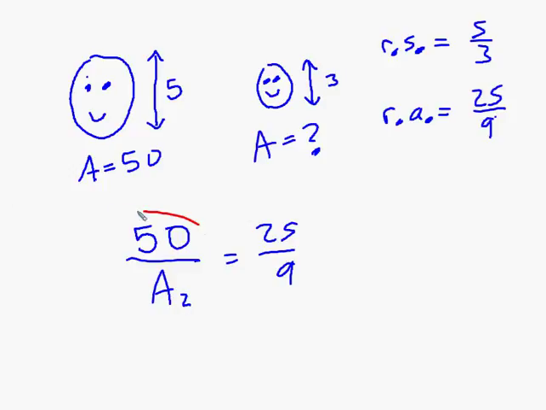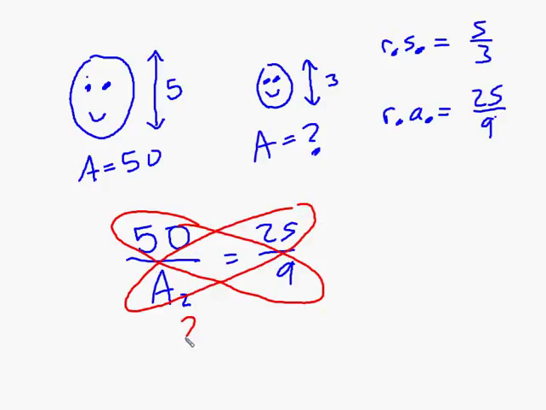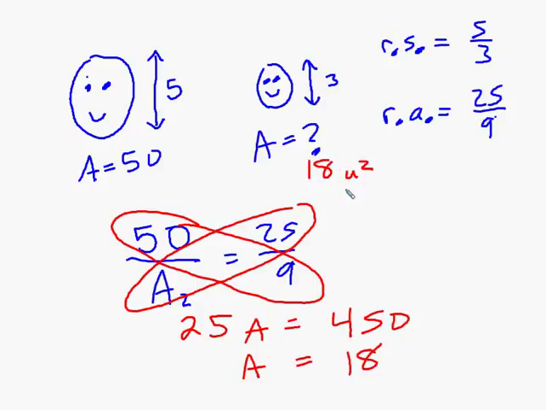So I cross multiply. I get 25 times my other area equals 50 times 9, so that's 450. And then I divide both sides by 25 and get 18. So the area of this face is 18 units squared. At the cross multiplication step, I got 25 times A and 50 times 9, 450. In order to solve for A, I divide both sides by 25.